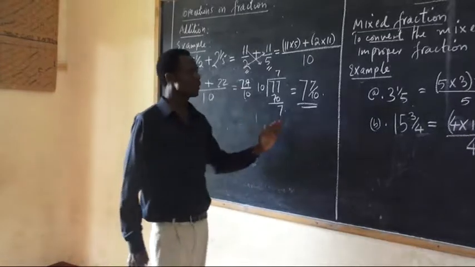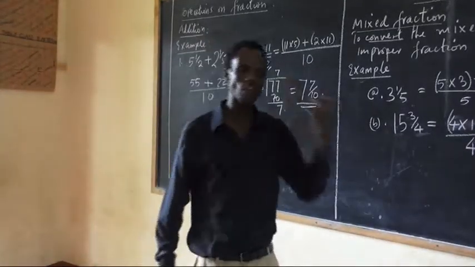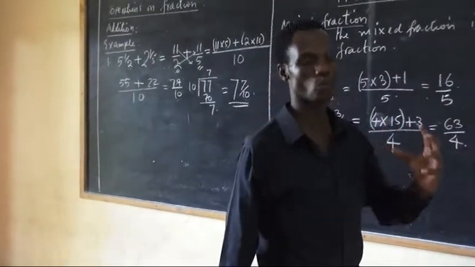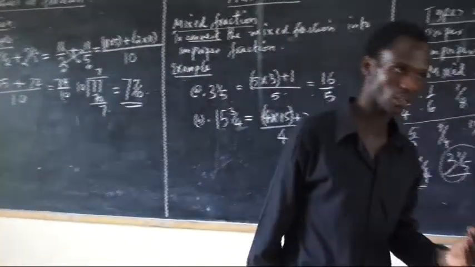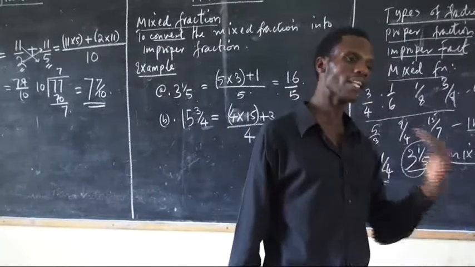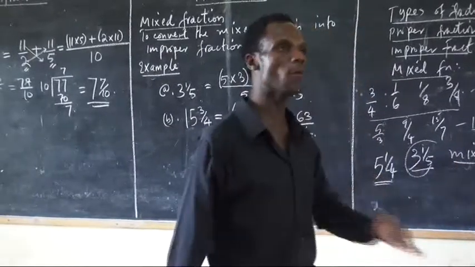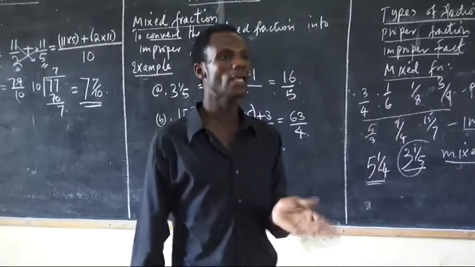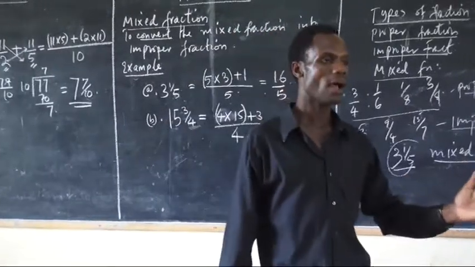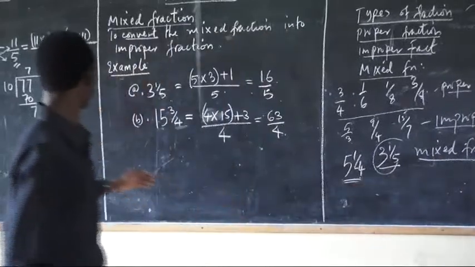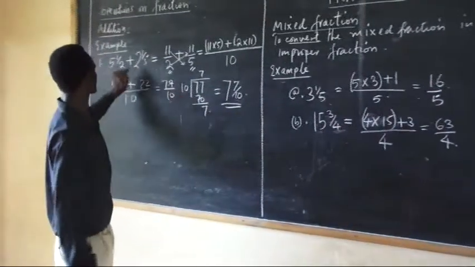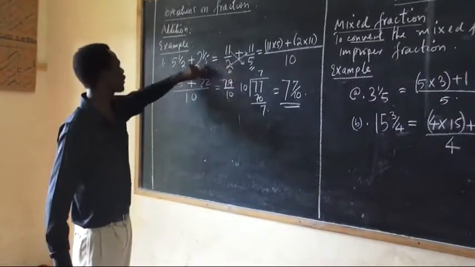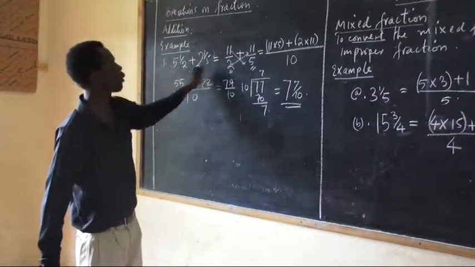So the best thing you have to know is to convert, first of all, the mixed fraction into improper fraction. And then after you have converted them, you find the LCM of the denominator. But instead of finding the LCM of the denominator, you multiply the denominators. And then you get the sum. We have converted this number into improper fraction, and we have converted this one into improper fraction.